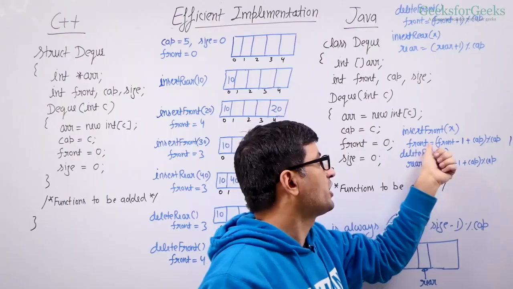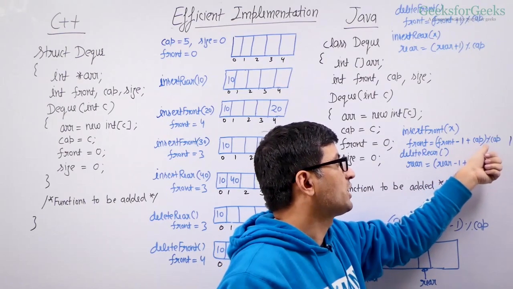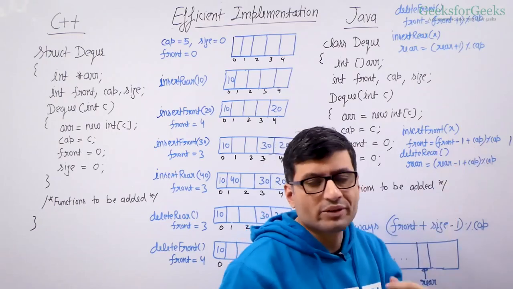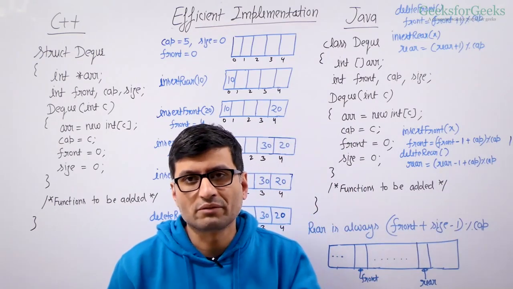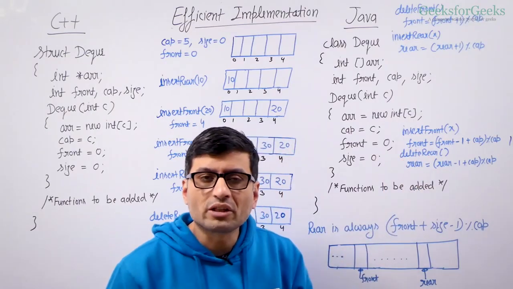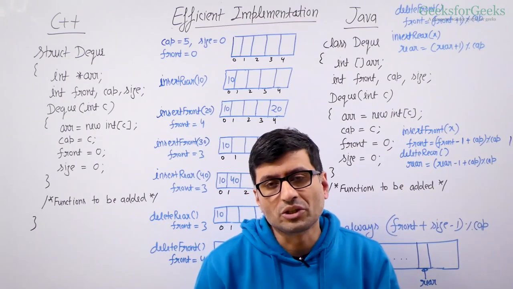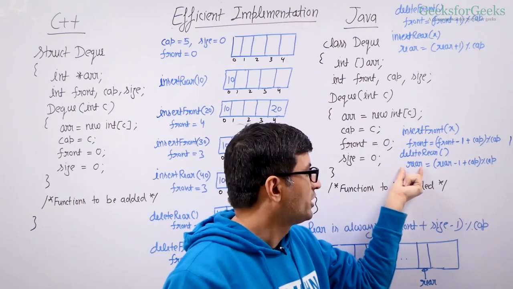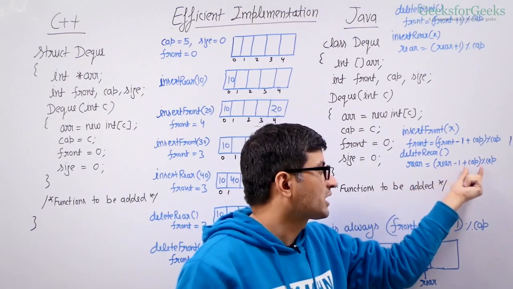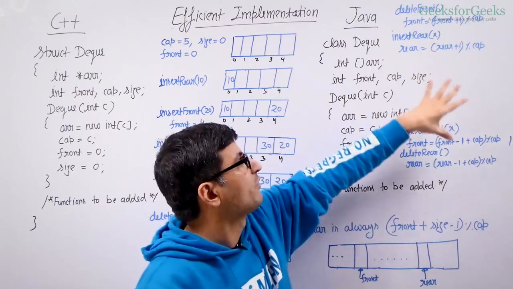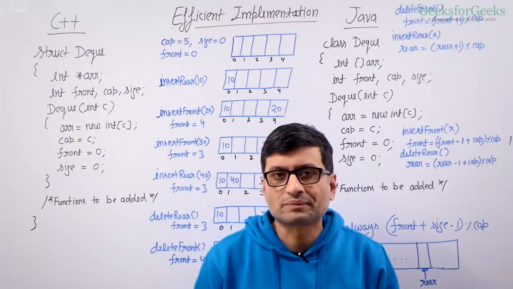So you are going to do front equal to front - 1 plus capacity modulo capacity. See, plus capacity we are doing to ensure that front does not become negative because front is an index. Similarly, when you are doing delete from the rear, delete from the end of the DQ, you need to decrease the rear. So what are we going to do? We are going to do rear equal to rear - 1 plus capacity modulo capacity. So these are the things we are going to follow in this circular implementation.